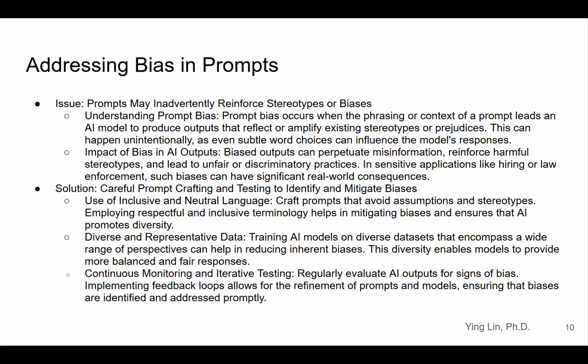Large language models generate responses based on the prompts they receive. However, bias in prompts can unintentionally reinforce stereotypes and lead to discriminatory outputs. Prompt bias occurs when the phrasing or context of a prompt influences an AI model to produce stereotypical or prejudiced responses. Even subtle word choices can lead AI to generate biased, misleading, or exclusionary outputs. This is particularly concerning in high-stakes fields like hiring, legal decisions, and healthcare.